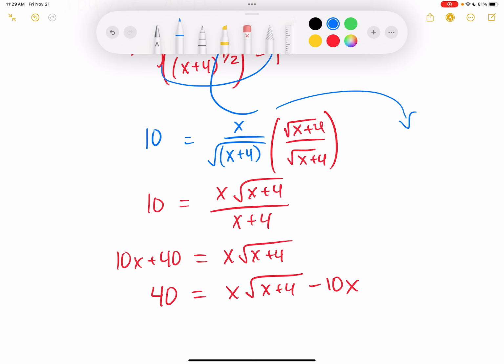So I'm going to square both sides, so that would give me 100 is equal to x squared over x plus 4. Can we multiply both sides by x plus 4? Sounds like a good idea to me. Hey, that's what I was doing. So 100x plus 400 equals x squared.